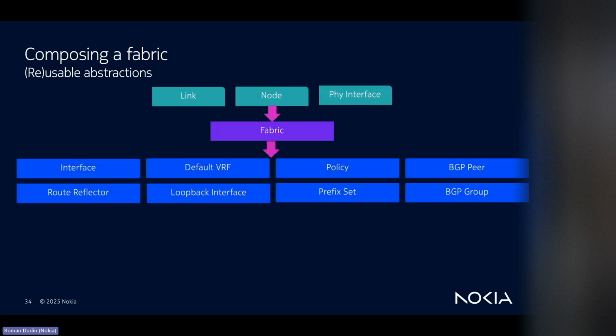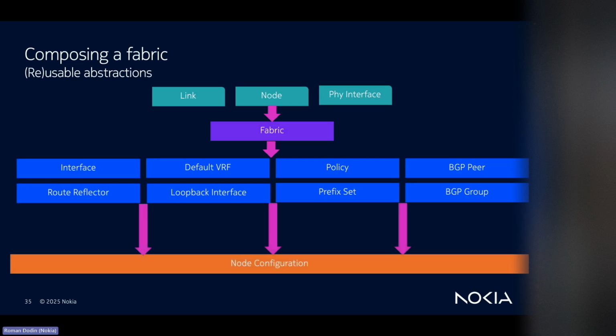It will create the default VRF, the policy to exchange the routes, the prefix sets, the route reflectors, if you use iBGP for the overlay. A lot of things this application needs to take care of. But instead of the Fabric application itself creating the node configuration, it will create those components first, and these components will create the node configuration. This is why we call them reusable components. That means other applications, not Fabric, can use these components in their work.